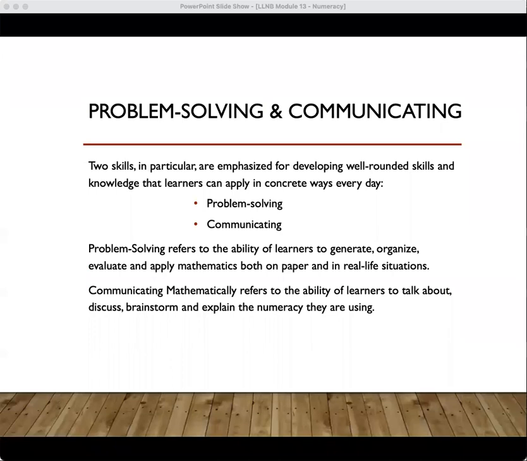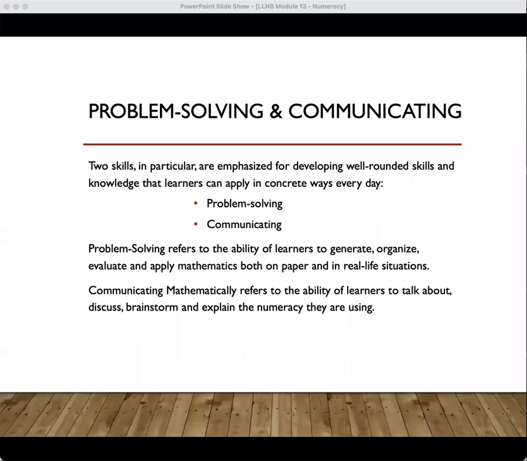Communicating mathematically refers to the ability of learners to talk about, discuss, brainstorm, and explain the numeracy that they're using. You may remember your own class's quiet time in school. Your teacher did most of the talking and you worked out the problems on your own. They were up at the blackboard, you were at your desk. You had very little opportunity for discussing the math, either with the teacher or with others in your class.